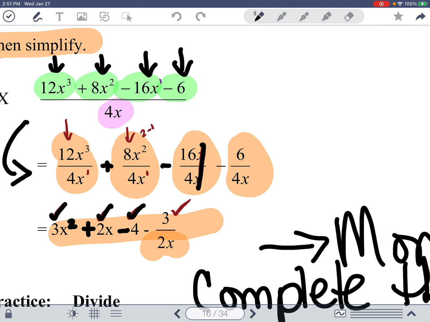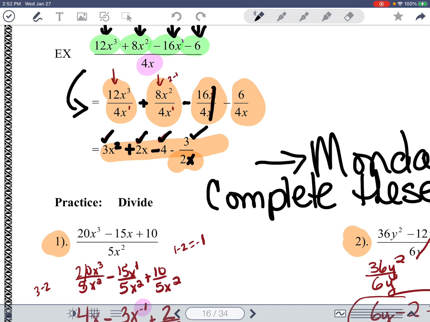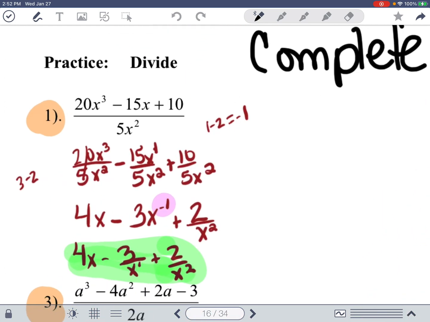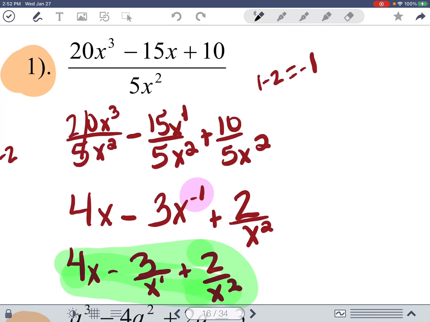Then you take the last term, and 6 divided by 4 is reduced to 3/2. The x will stay in the denominator because there's nothing on the top to divide it by, so it just stays where it is. And that's your final answer. That's how we divide polynomials by a monomial. A monomial is a one-term expression.